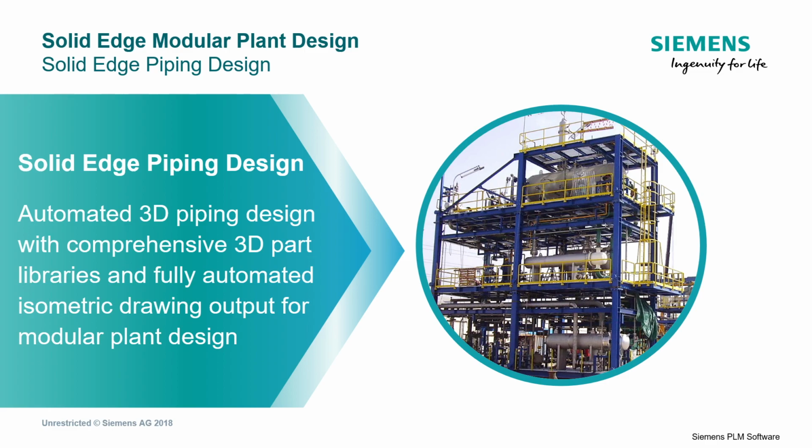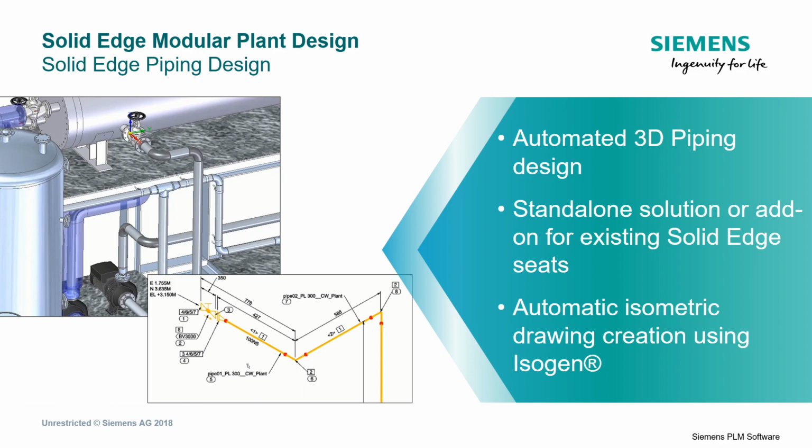The Solid Edge Piping Design package provides an automated 3D piping design solution with comprehensive 3D part libraries, and fully automated isometric drawing output is available. The automated 3D piping design package allows for much faster design of the piping system. And as I mentioned in the previous slide, it can run standalone and provide full 3D CAD design of the piping system. It also provides a fully automated isometric drawing output via the PCF format using the integrated IsoGen functionality.